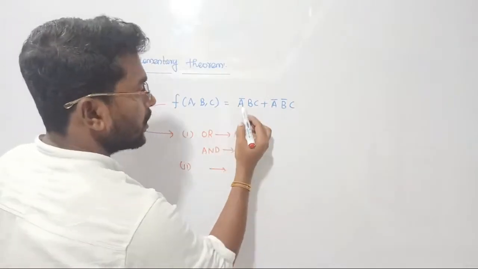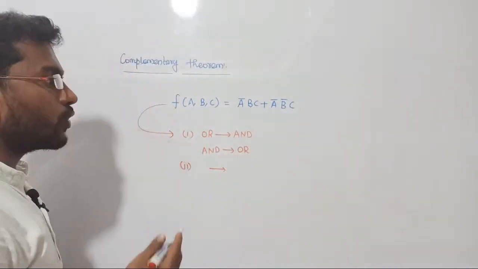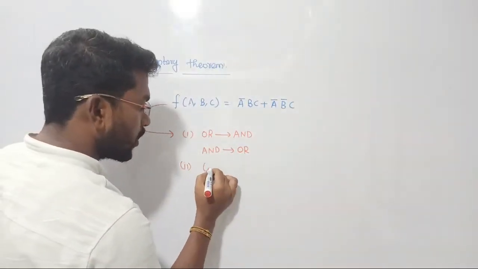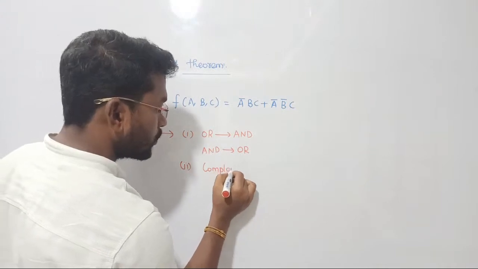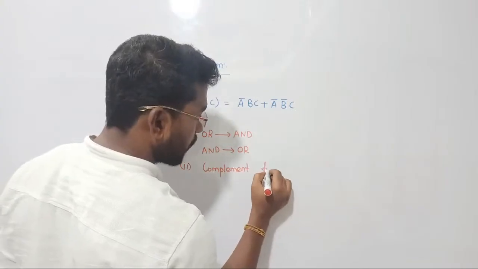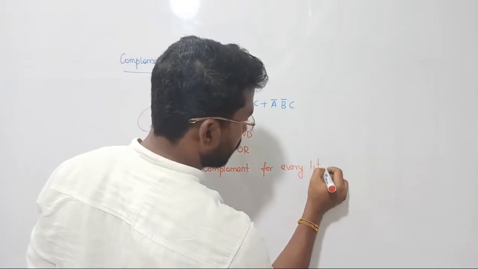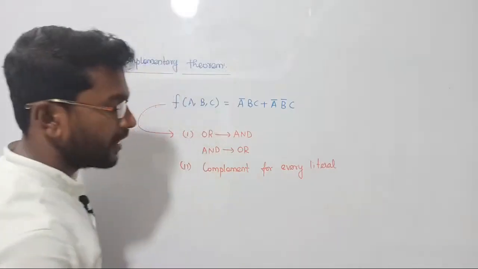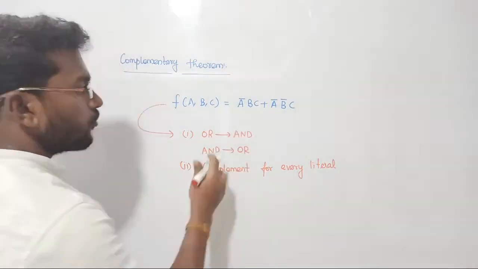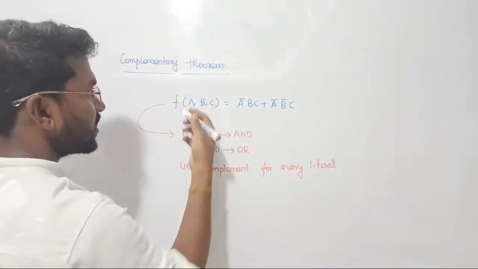How many literals are there? Literal 1, literal 2, literal 3, literal 4, literal 5, literal 6. Totally I have 6 literals. So we should take the complement for each and every literal. Each and every term is called a literal, and for each literal we should take the complement. So let's continue and apply the complementary theorem.